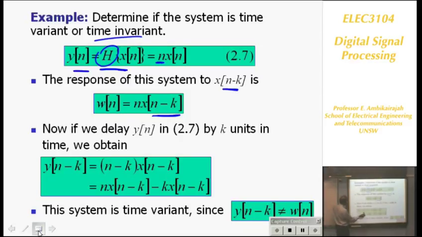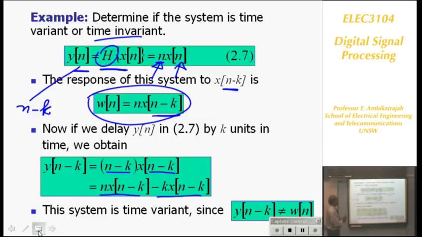Now, what's really happening is, look at this. When you take this equation and delay by n-k, what happens? This also is delayed by n-k, and that's also delayed by n-k. So you'll have (n-k) times that. When you multiply them out, you get that and that. So basically, this system is not the same as what you want. This is what you want, but that's not what you have. You've got another term here. Therefore, this is a time variant system, not invariant.